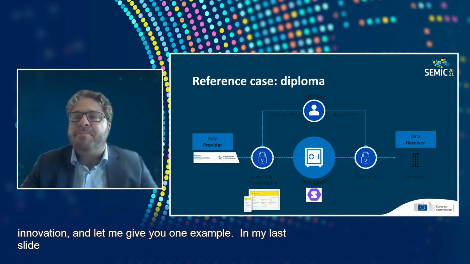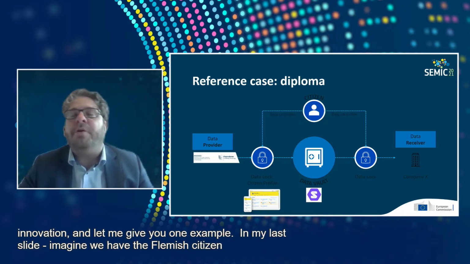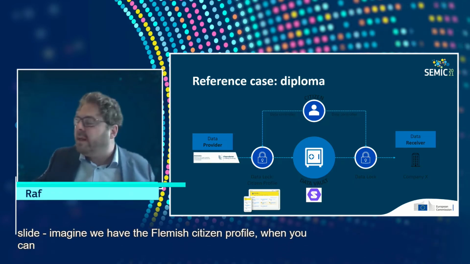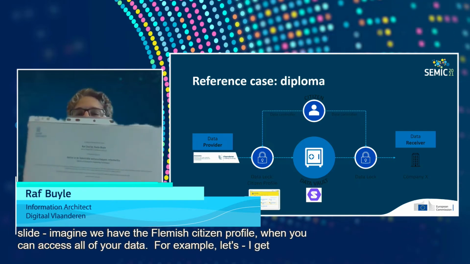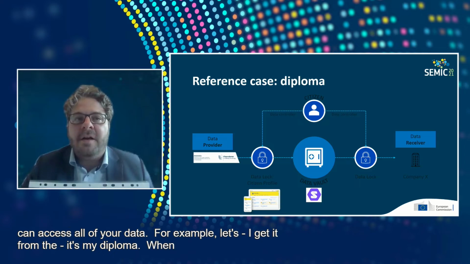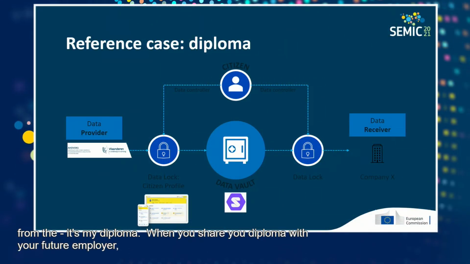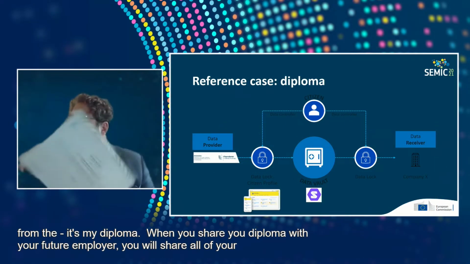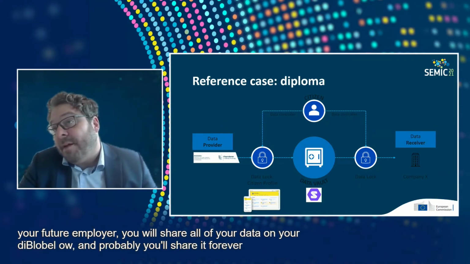So in Belgium, we have the Flemish citizen profile, where you can access all your data. For example, let's take my diploma. When you need to share your diploma with your future employer, you will share all your data on your diploma, and probably you will share it forever. And that's the analog way.